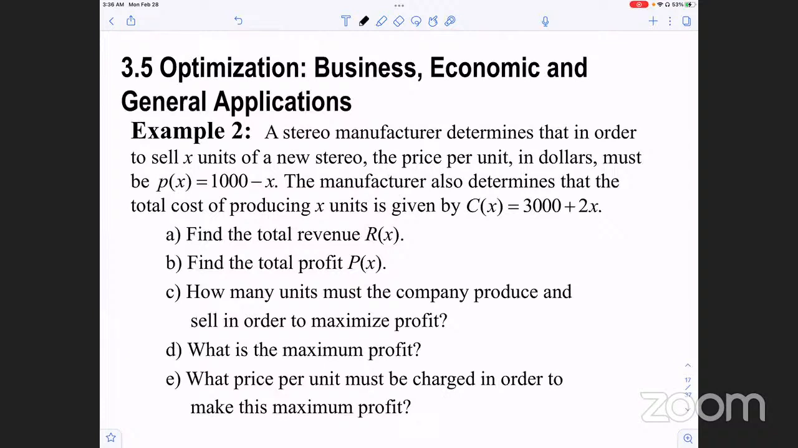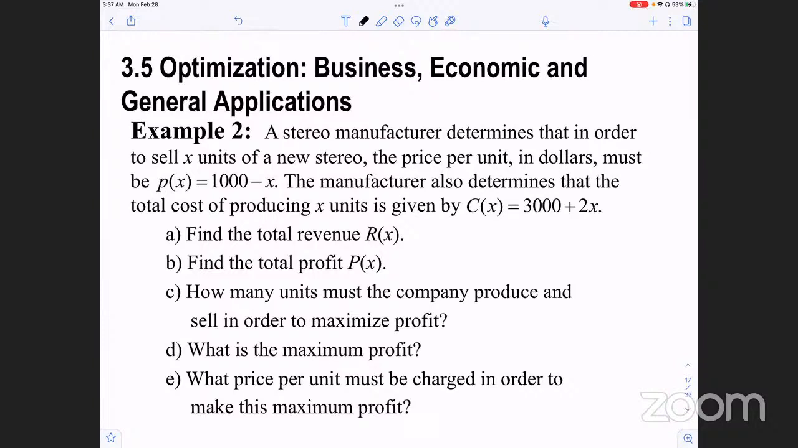It says a stereo manufacturer determines that in order to sell x units of a new stereo, the price per unit in dollars must be this. The manufacturer also determines that the total cost of producing x units is given by this. Find the total revenue, and then we have these other charges. So the total revenue is the money generated. P of x is the money generated from selling one unit. So then the total revenue is going to be x times P of x.